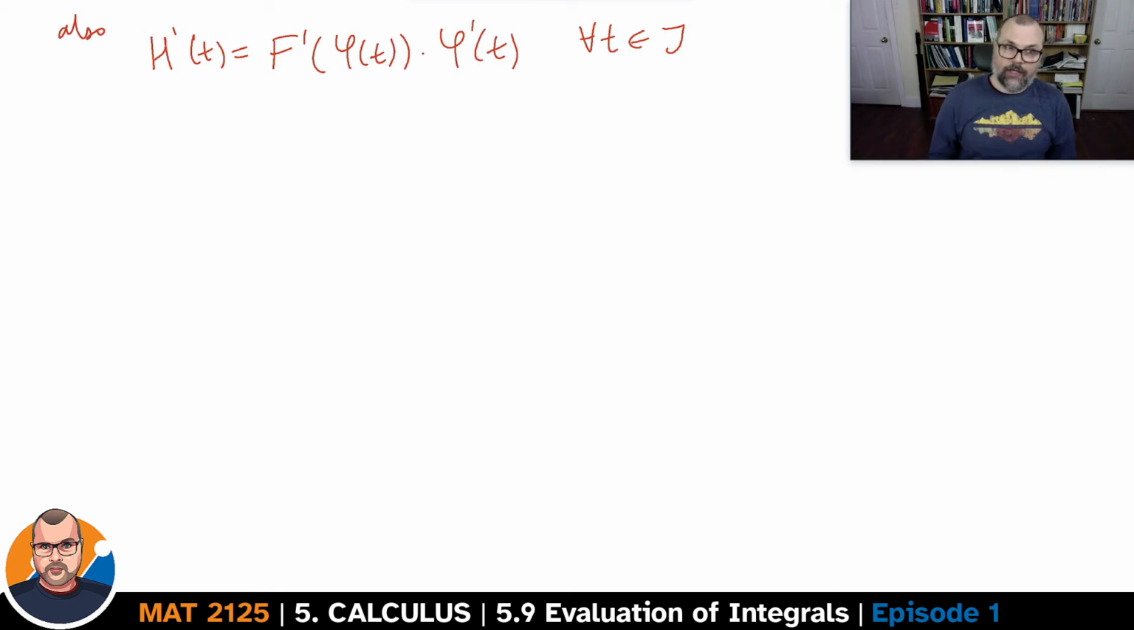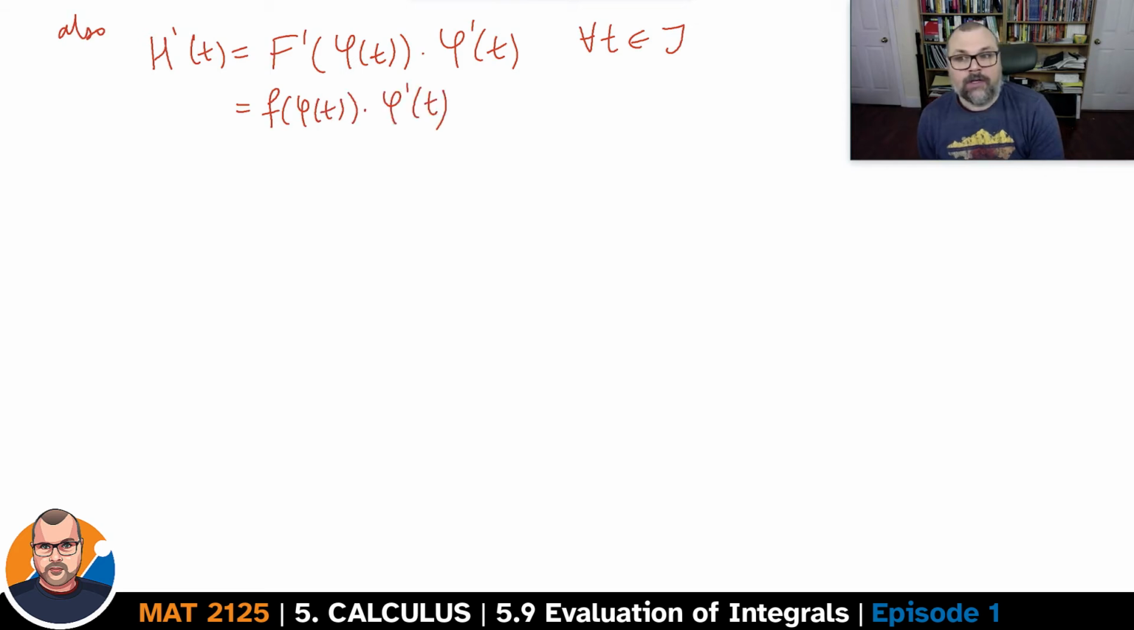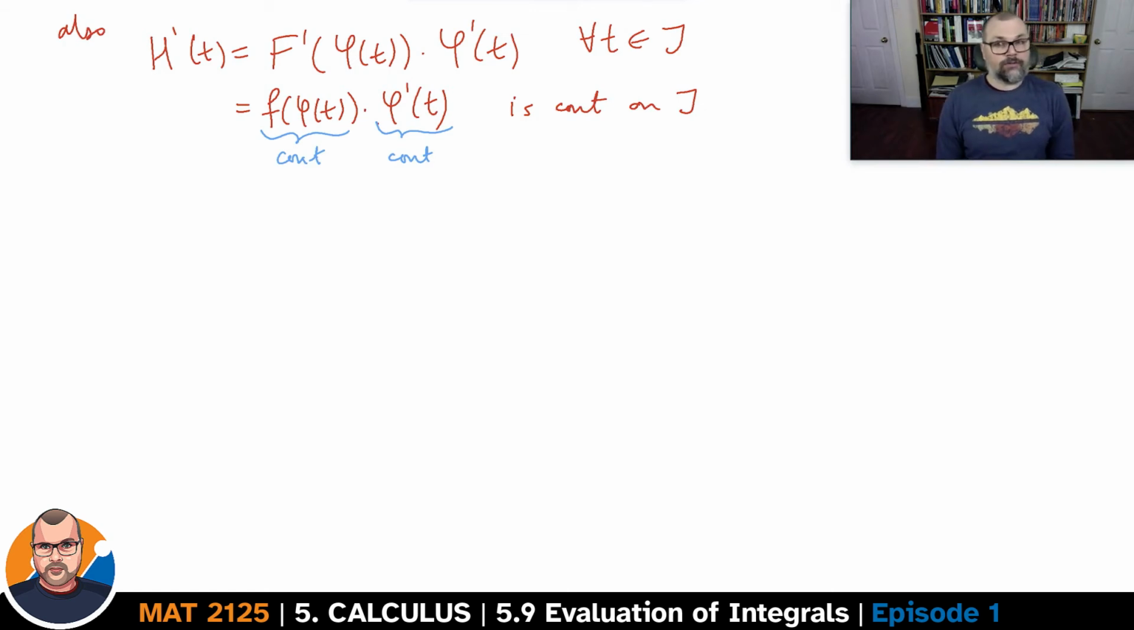Now this function h prime is going to be equal to little f at phi at t times phi prime at t. Little f is continuous by assumption, phi is continuous by assumption. This composition has to be continuous, a composition of continuous functions, and by assumption, phi prime is continuous. So this product is continuous on the interval j. So the derivative of h is continuous.